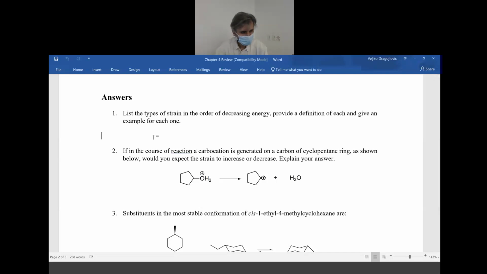Okay, so let's start. List the types of strain in the order of decreasing energy, provide a definition of each, and give an example of each one. So, in the order of decreasing energy, that means the strain of the highest energy first. That will be torsional strain. And the torsional strain is due to eclipsing bonds on neighboring atoms.